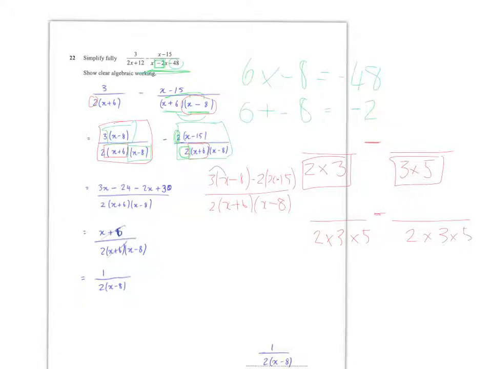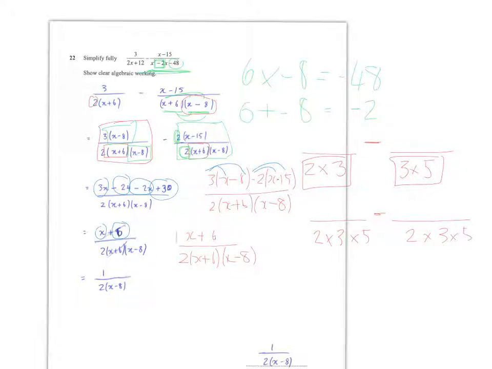3 times x gives me 3x, 3 times minus 8, minus 24, minus 2 times x, so minus 2x, minus 2 times minus 15, plus 30. Combining like terms, so 3x minus 2x is x, 30 minus 24 is plus 6. So on the numerator, I have got x plus 6 over 2 brackets x plus 6, x minus 8.